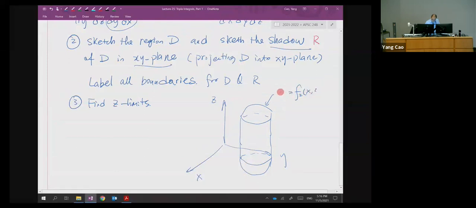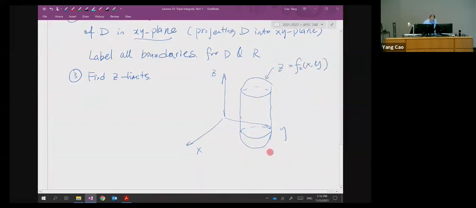I just call it Z: Z equal to F2 of XY. And then the bottom surface is Z equal to F1 of XY. So this is the 3D region, this is your region D. And once you get this, we project this region D onto the XY plane.